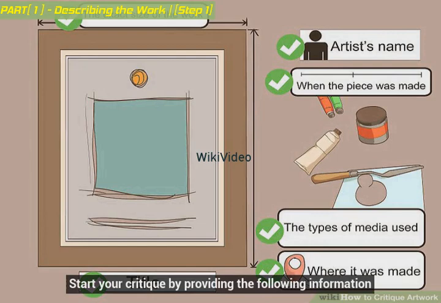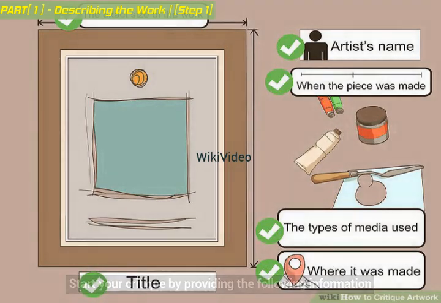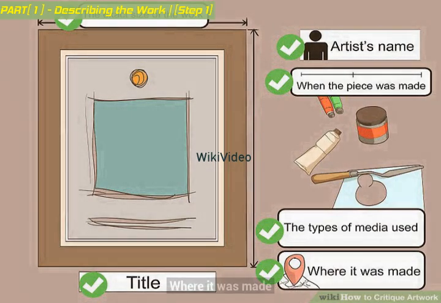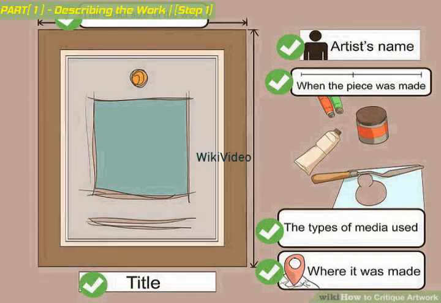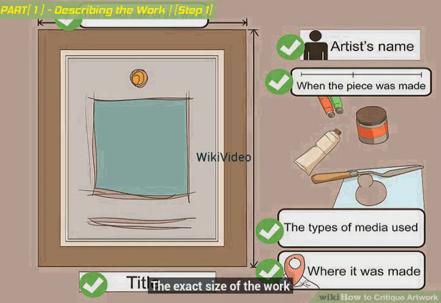Start your critique by providing the following information. Title of the work. Artist's name. When the piece was created. Where it was made. The types of media used to create the work, e.g., oil paint on canvas. The exact size of the work.